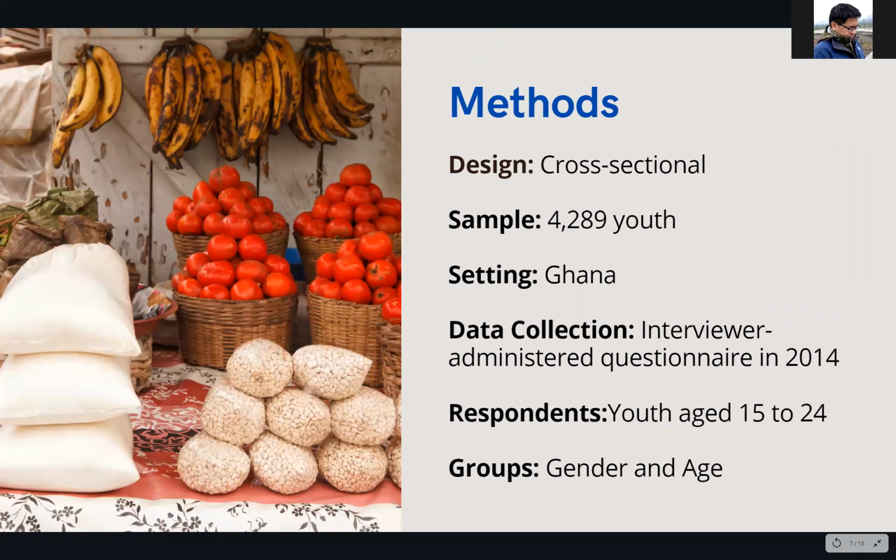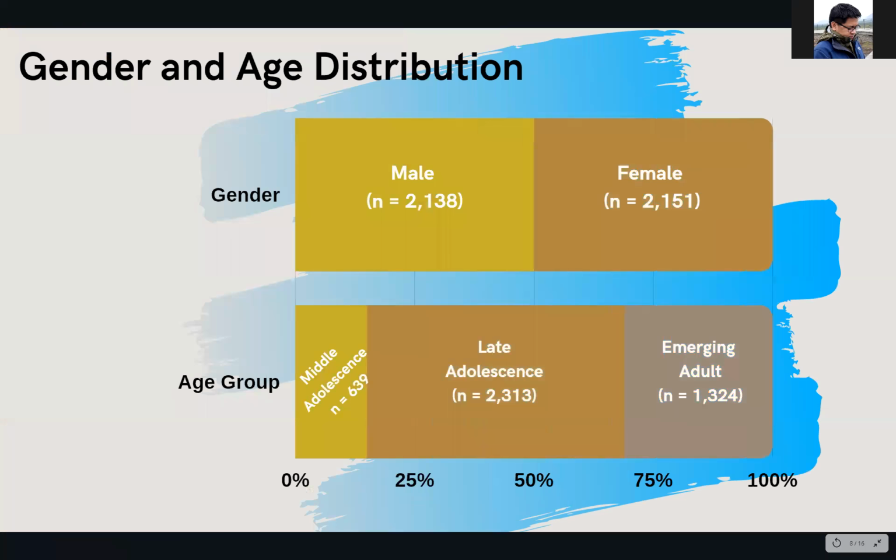We used a cross-sectional design with data collected from 4,289 youth in Ghana. The youth were participating in a youth development project also in the country. Data were collected in 2014 using an interviewer-administered questionnaire. Our youth respondents were between the ages of 15 and 24, and for this invariance testing, we tested by gender and by age group. Here is the sample distribution.